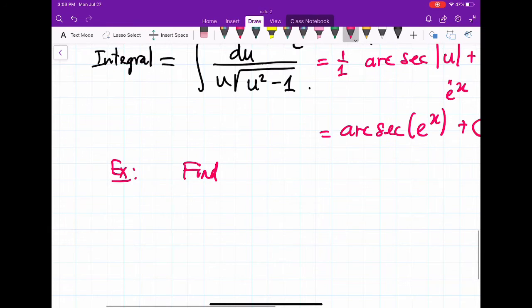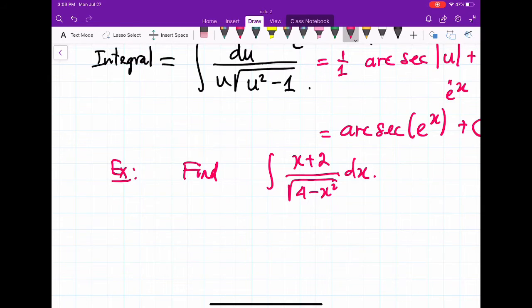Let's find the antiderivative of x plus 2 over square root of 4 minus x squared dx. So we have a fraction in this case, right? And in the denominator, we have square root of 4 minus x squared. That reminds me about square root of what? Of a squared minus x squared. But we need to apply the formula for this function in a good way, right?